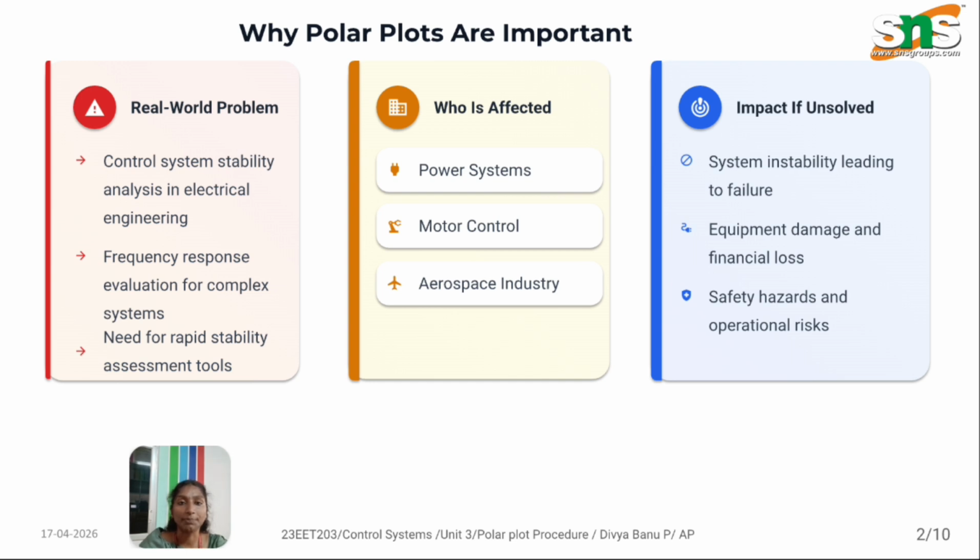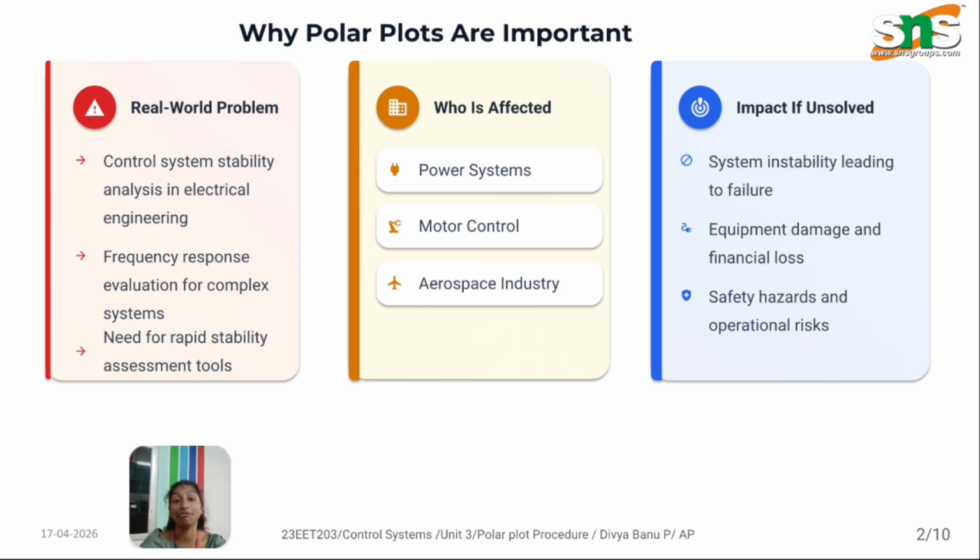So, who is going to be affected? Power systems, motor control, and aerospace industries. These people are going to be affected. And what is the impact? Before learning every topic, it plays a major role to know what the real world problem is, who is going to be affected, and what the impact is if it is not solved. If not solved, then the system instability leads to equipment damage, financial loss, safety hazards and operational risks. These are the impacts if we do not consider this problem.